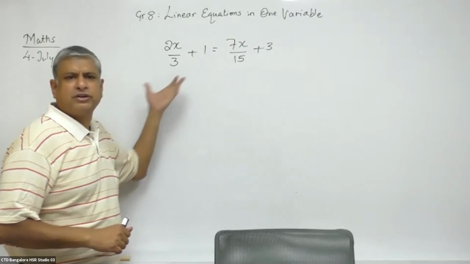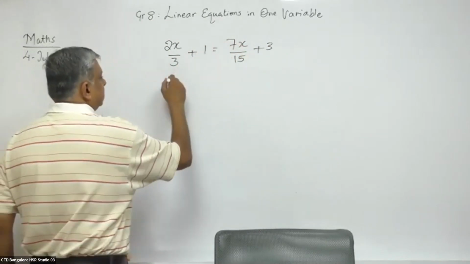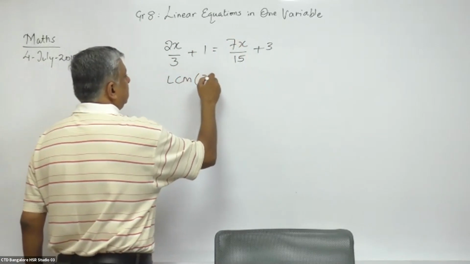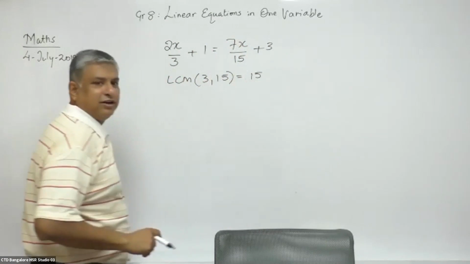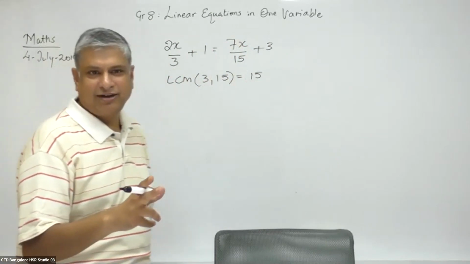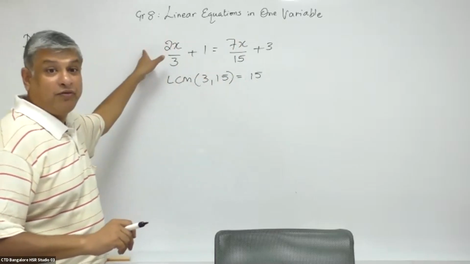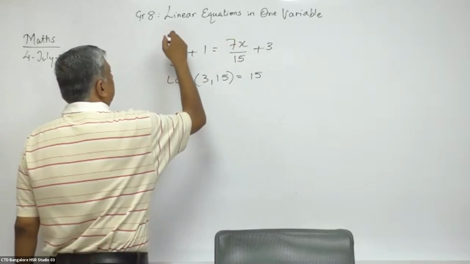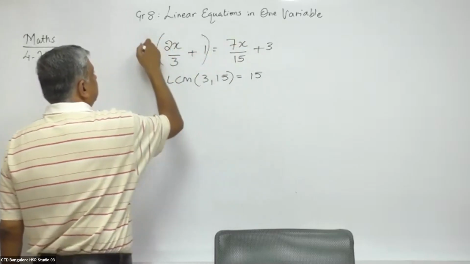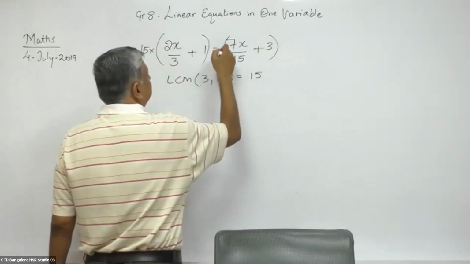And it doesn't matter which side. As long as you see denominators, you take the LCM of all of that. LCM of 3 comma 15. How much is that? 15. You can try. You know how to do LCMs, right? Okay, so 15. Now we'll multiply whole of left side and whole of right side by 15. So let's do that. So take all of this into 15 and take all of this into 15.